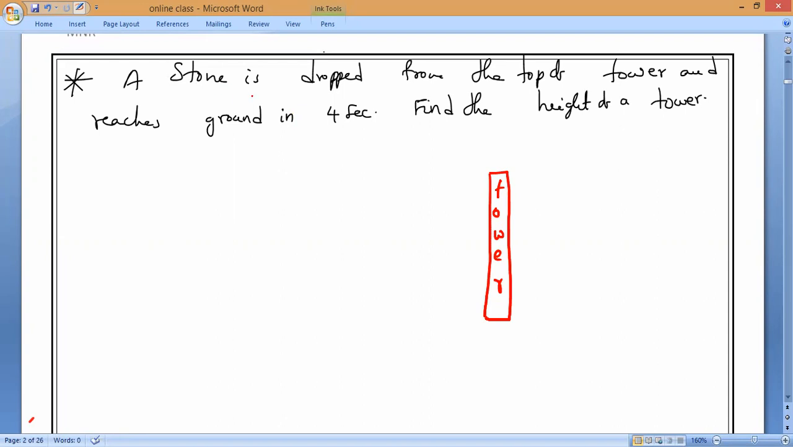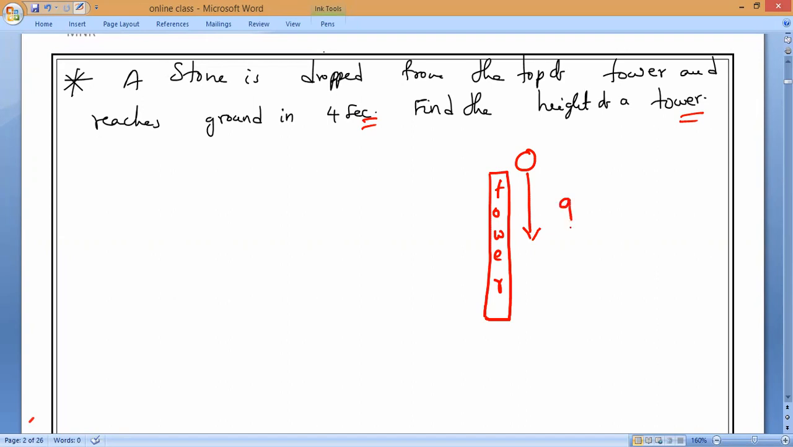What are they asking? See here, what we have to find, guys? A stone is dropped from the top of a tower and reaches the ground in 4 seconds. Time period we know. Find the height of the tower, they are asking. Now, a stone is falling downwards.